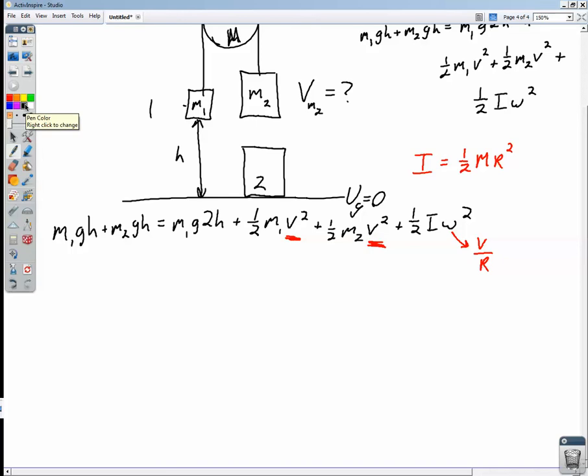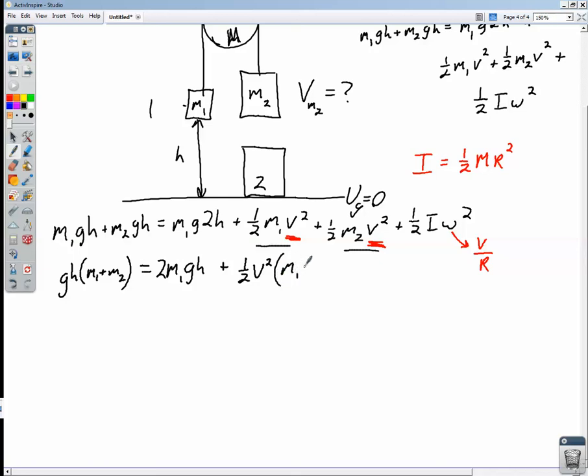All right, so over here on the left side, we can pull out a gh, and that's going to leave us with gh times m1 plus m2. Then moving over here to the right-hand side, I've got an m1, let's put a 2 out front, 2 m1gh, plus, now we've got the same v in both this term and this term, and we've got a 1/2, so let's pull that out front, 1/2 of v squared, and again m1 plus m2. And then adding on the last term, we're going to plug in our I, that's 1/2 mr squared, and then we're going to plug in our omega, v over r, that whole thing squared.